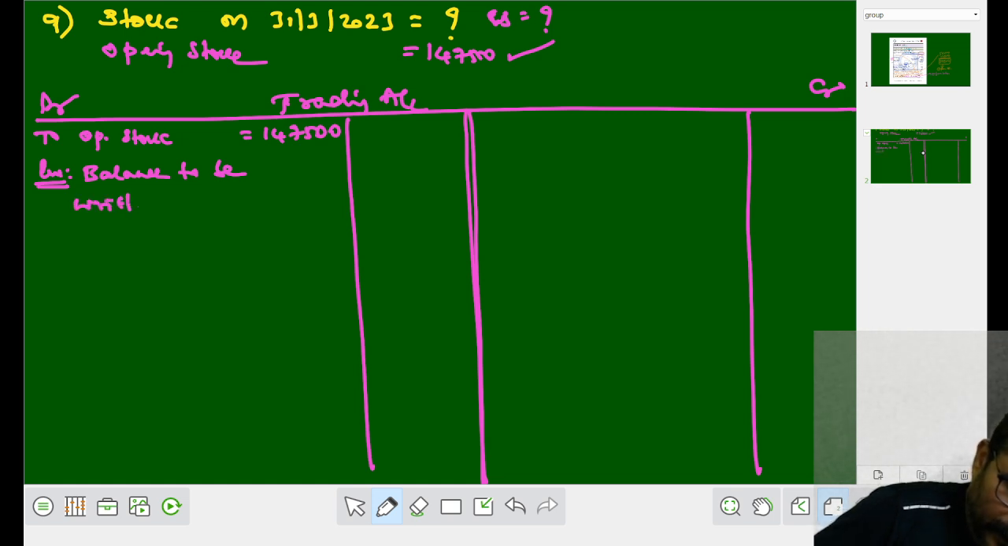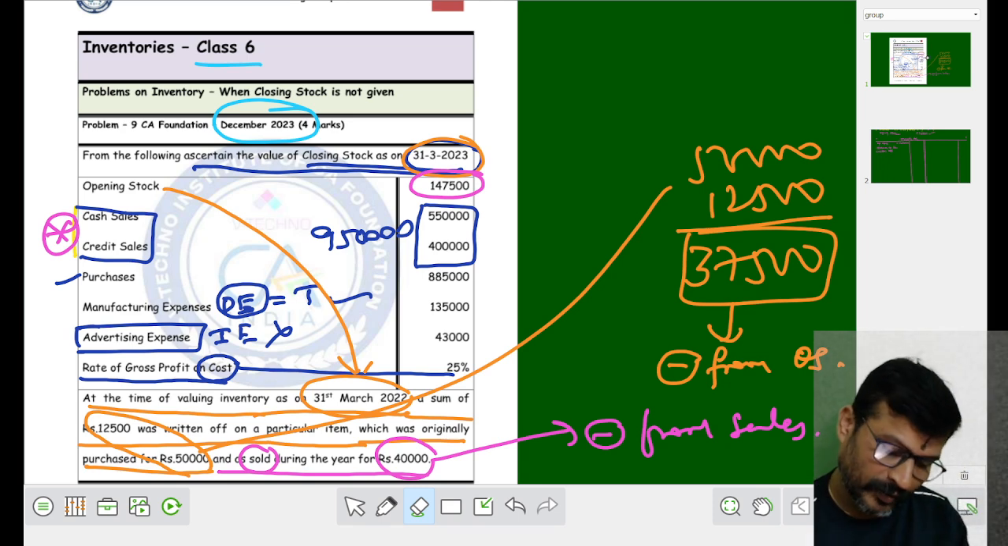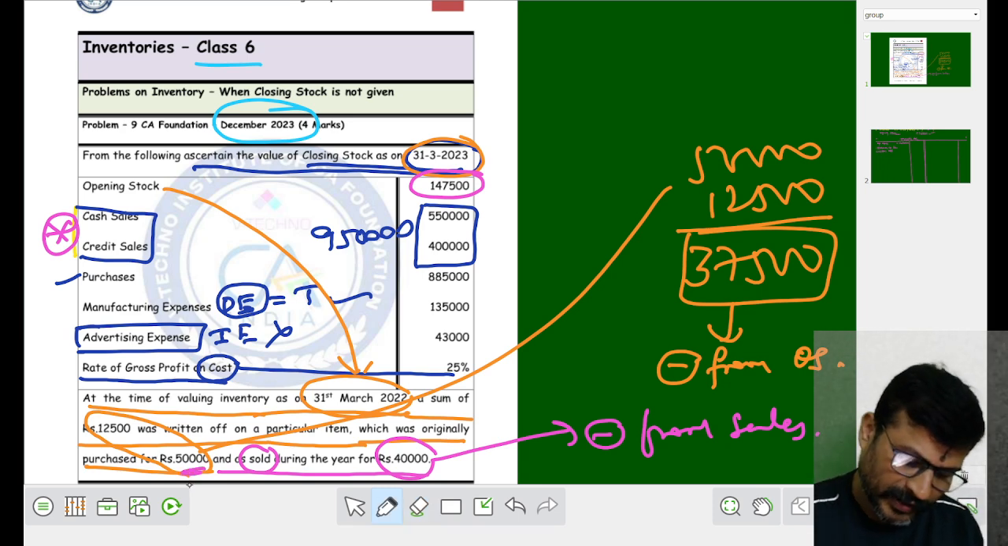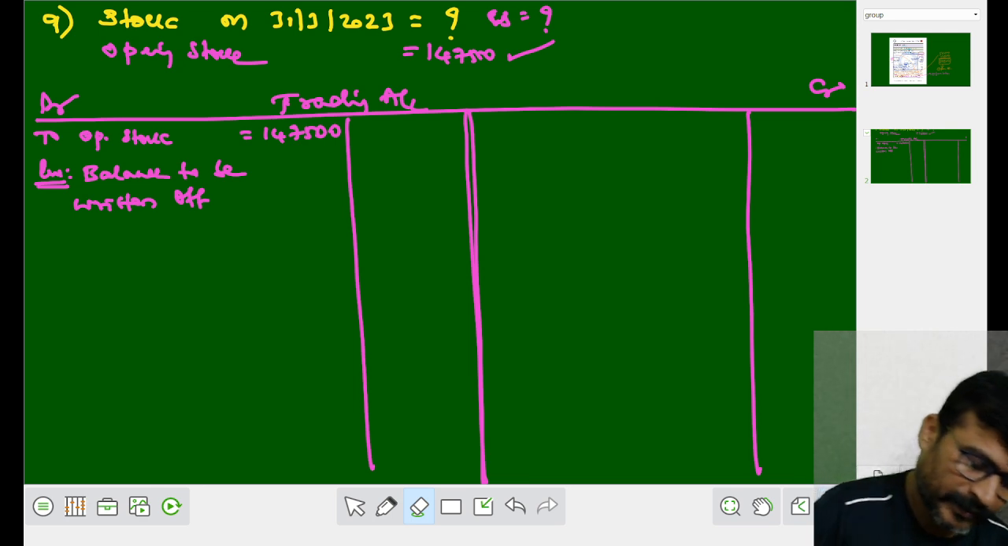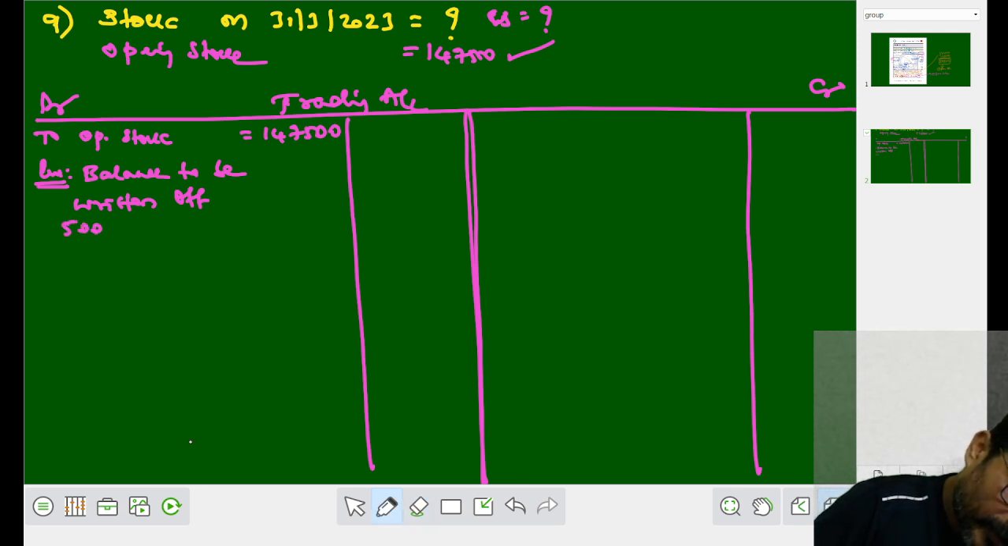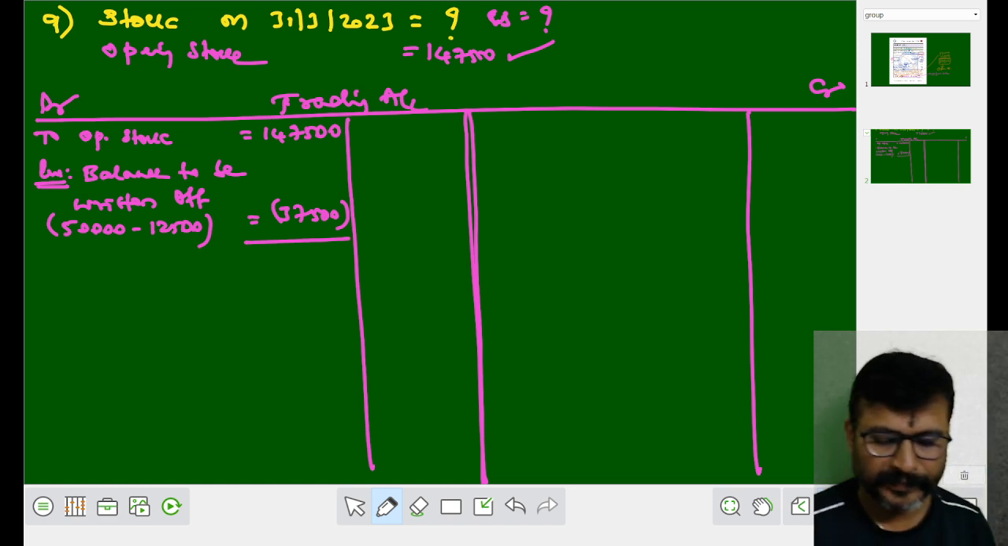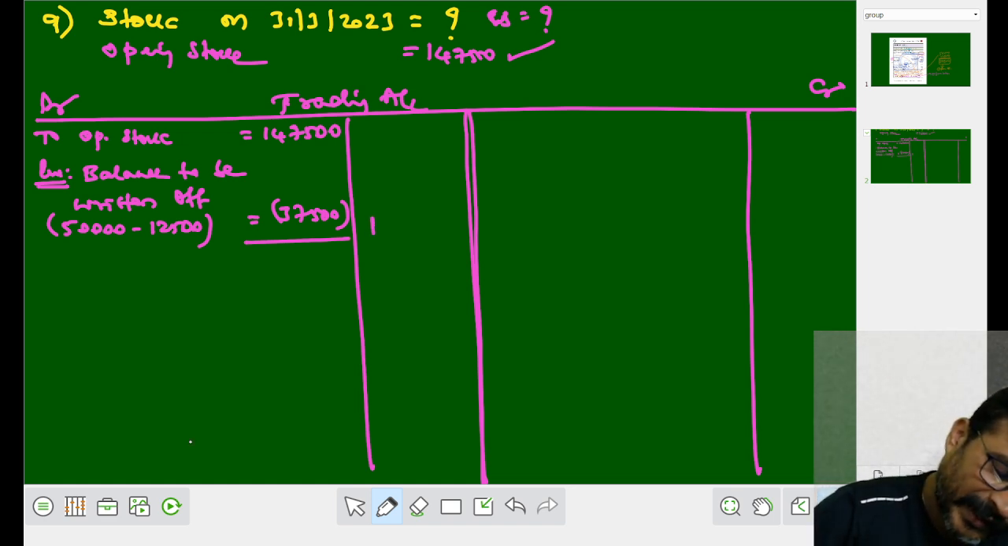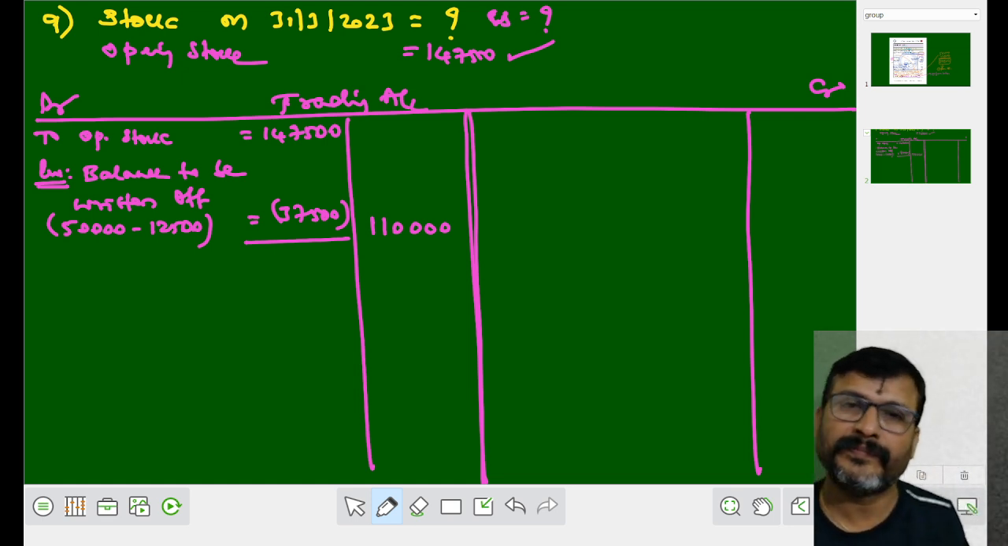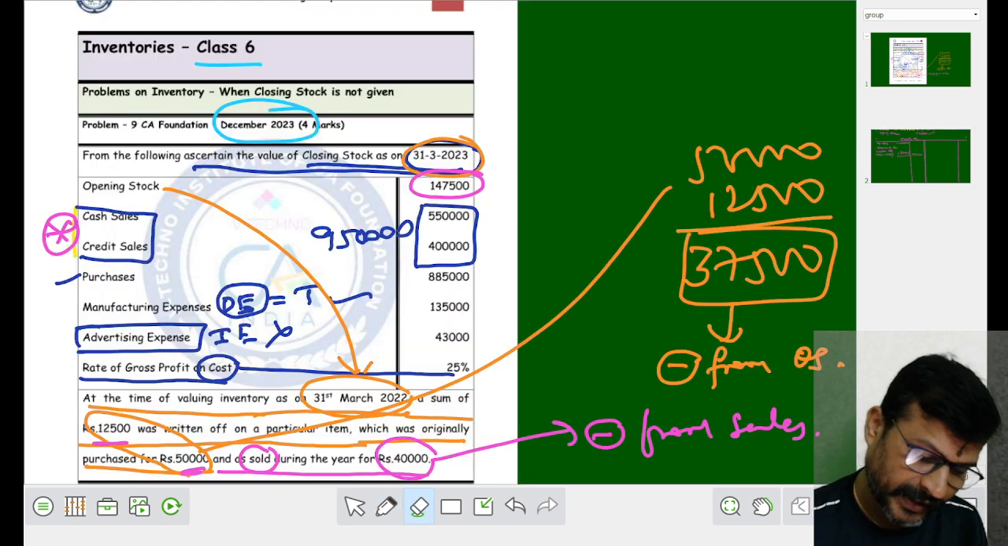balance to be written off. How much do we have to write off? Out of 50,000, 12,500 is written off. We have to take the remaining 37,500. After subtraction, we will get an amount of rupees 1,10,000. Am I right? See the next one.